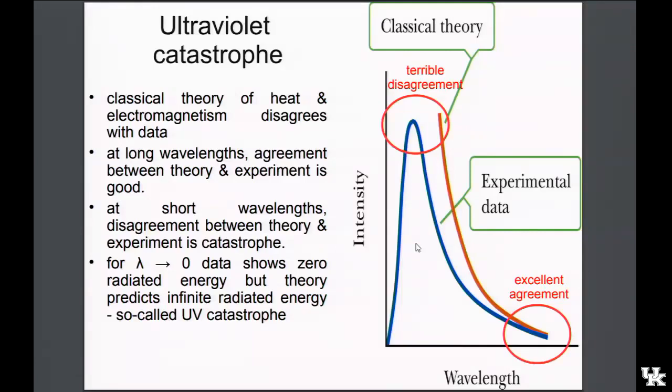The reason we call it a catastrophe is that if you observe black body radiation at short wavelengths, you see vanishingly small energy radiated. So at short wavelengths, experimentally, there's vanishingly small energy radiated. In classical theory, at short wavelengths, there's actually an infinite amount of energy radiated. So that's why we call it a catastrophe, because the experiment observes nothing at short wavelengths, and the theory predicts infinite at short wavelengths. So that's a pretty big disagreement to reconcile.